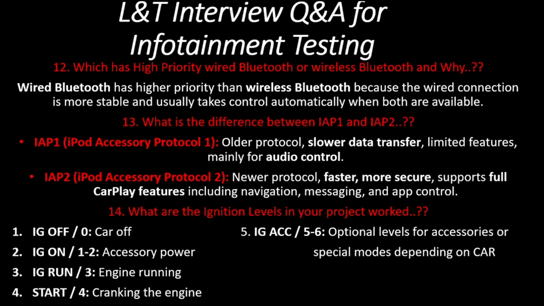What are the ignition levels in the project you have worked on? Ignition off is car off. Ignition 1 to 2 is accessory power. Ignition run 3 is engine running. Start 4 is for cranking the engine. Ignition accessories 5 to 6 are optional levels for accessories, special modes depending on the car.